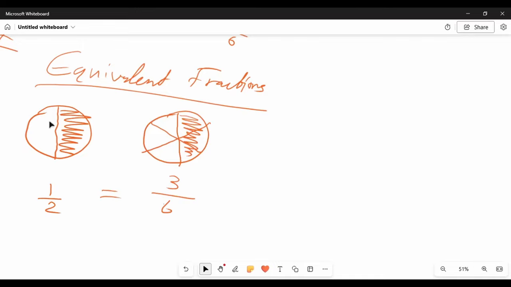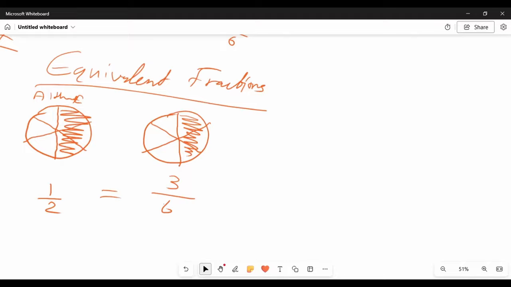Now let's take Altaf's one, okay? I'm not going to change the shaded part. Instead, what I'm going to do is cut this pizza into six pieces. So one, two. Now how many pieces do we have altogether? We have six. And how many are shaded? Three. You got it. So I'm representing the same amount but using different portions. That is simply equivalent fractions.